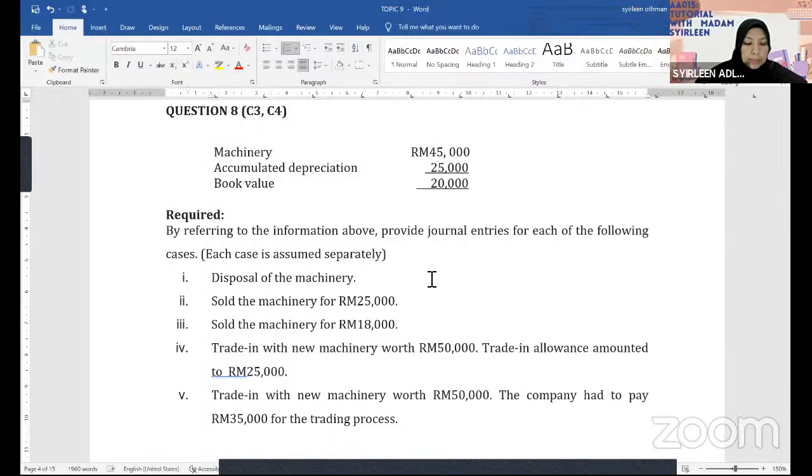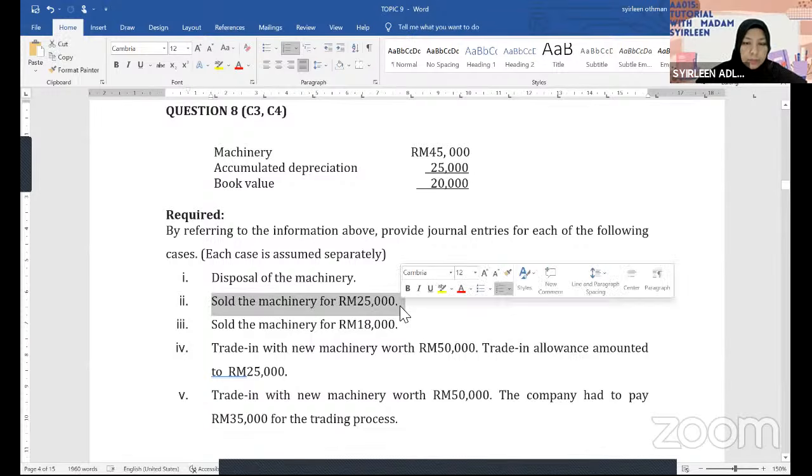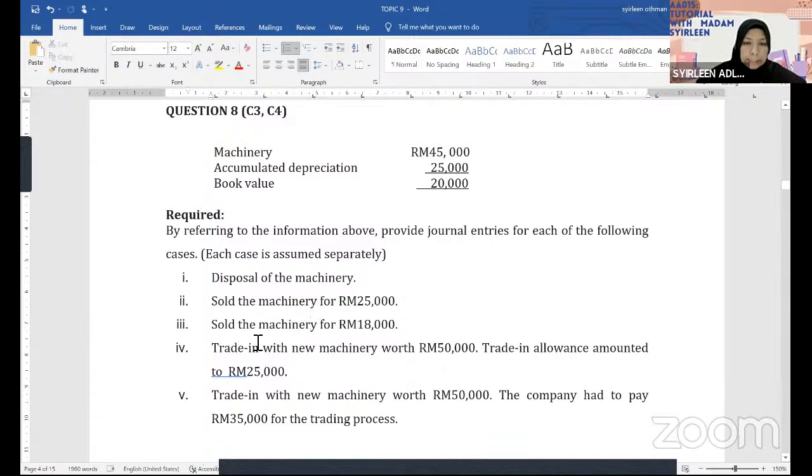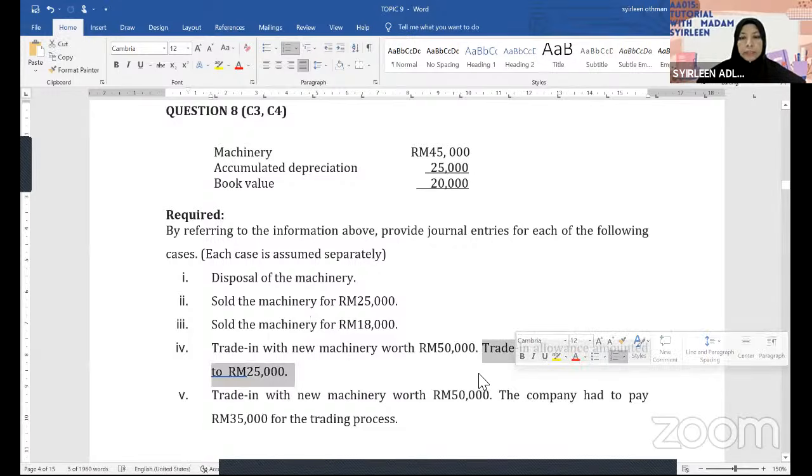Okay, yang kedua, kita nak jual machinery, with the amount of 25,000. Yang ketiga pun masih jual, tapi with a different amount, which is 18,000 ringgit. And then number 4, kita trade in machinery. So dia bagi dekat sini trade in allowance amounted to 25,000. Trade in allowance is actually trade in value. Trade in value bukan dalam bentuk wang tunai ya. So you are not receiving any cash.